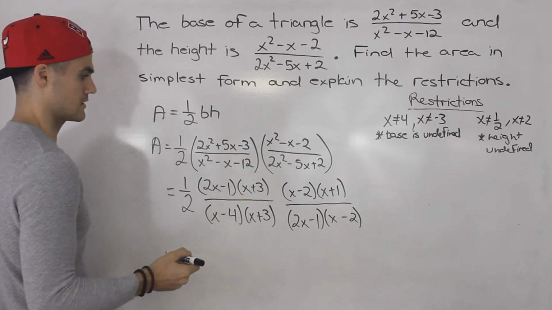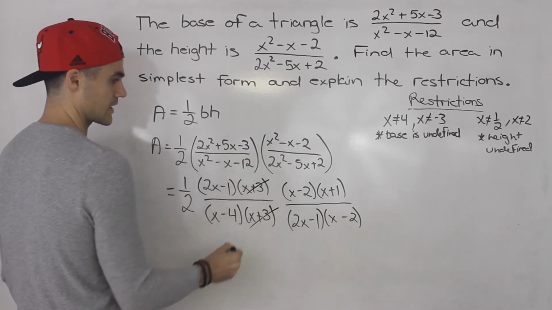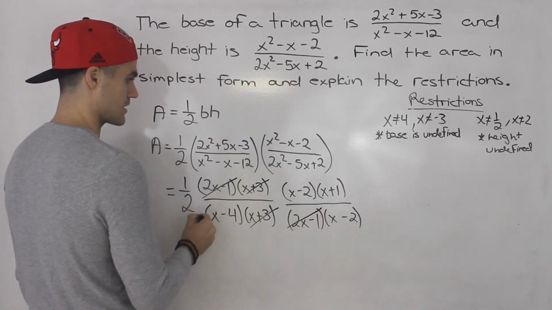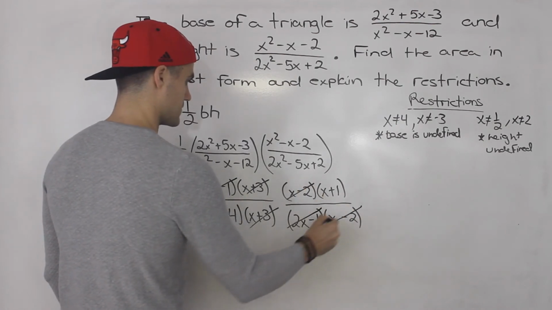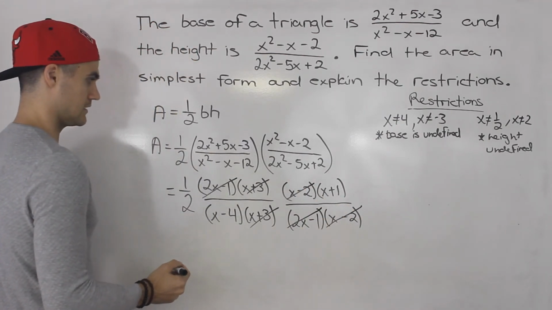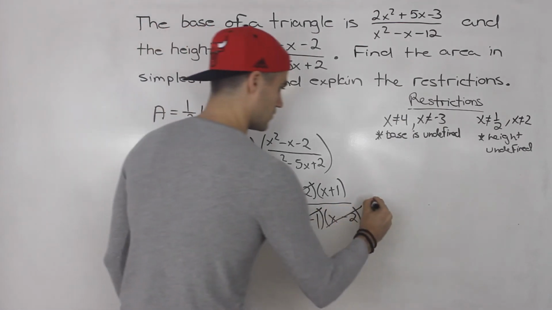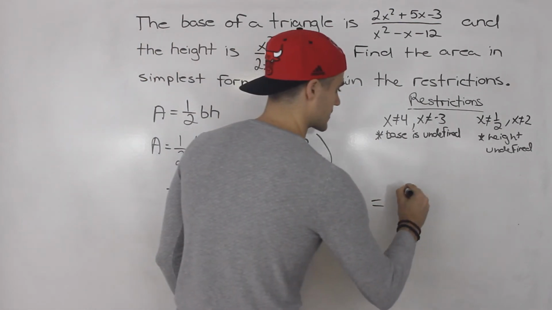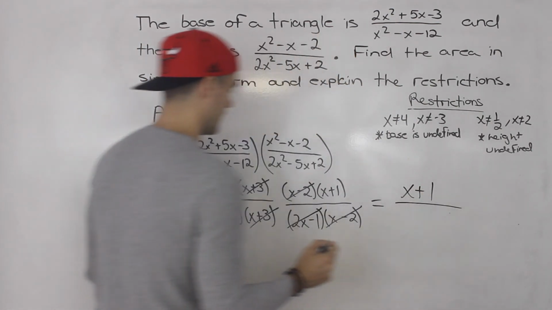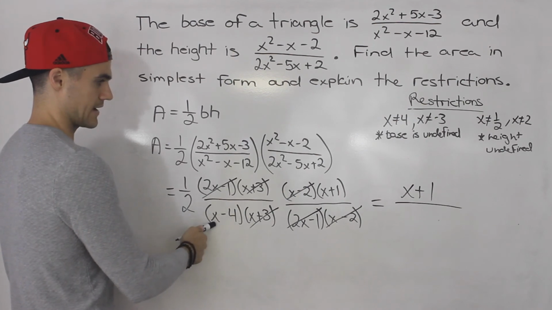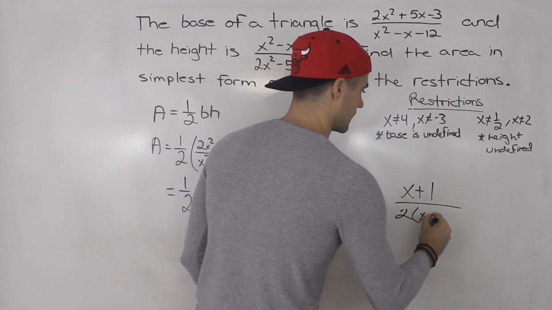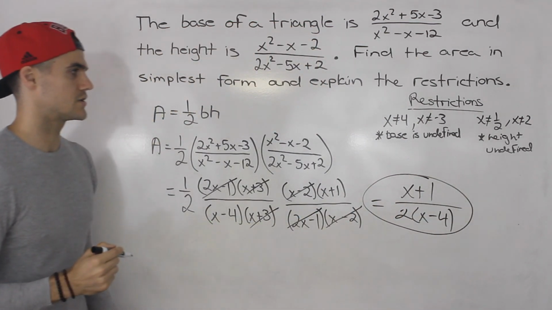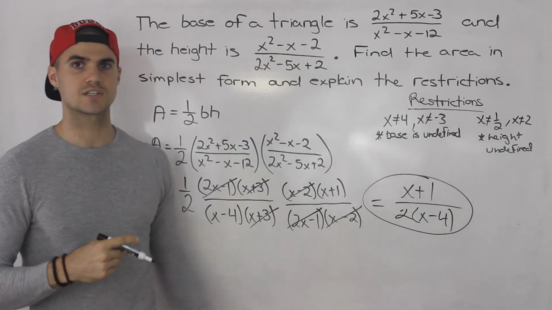And now we could just simplify. So notice x plus 3 cancel out. 2x minus 1, 2x minus 1. And we got x minus 2, x minus 2. And I believe that is everything. So what we're left with, multiply 1 by x plus 1, that's just x plus 1. And then multiply the 2 by x minus 4. So that's what the question simplifies to, and those are the restrictions and their explanation.